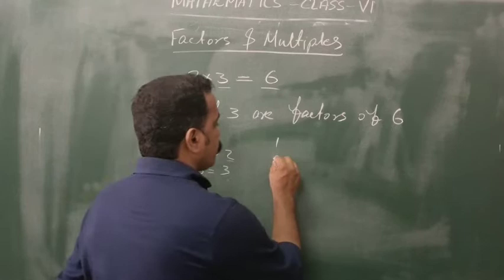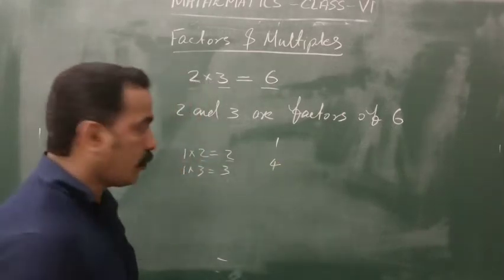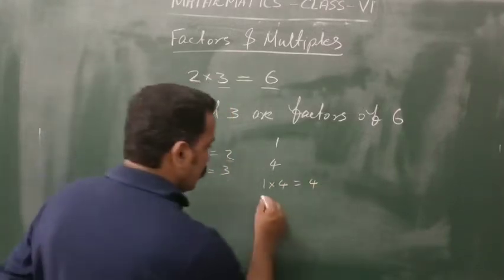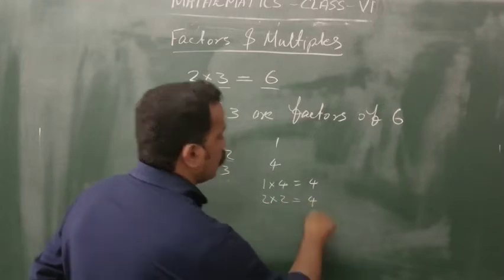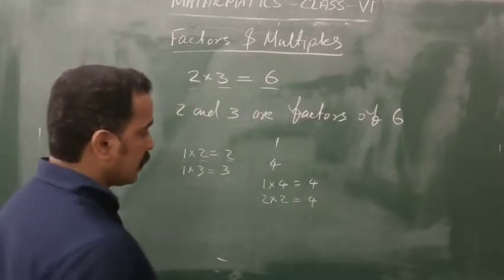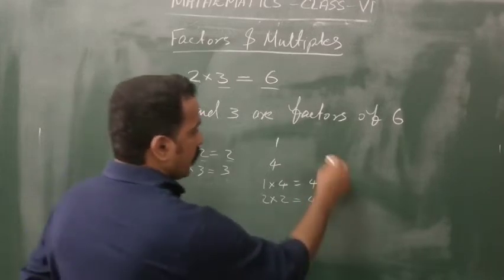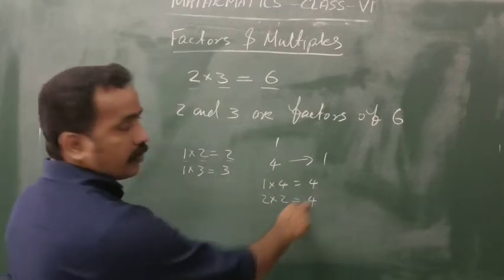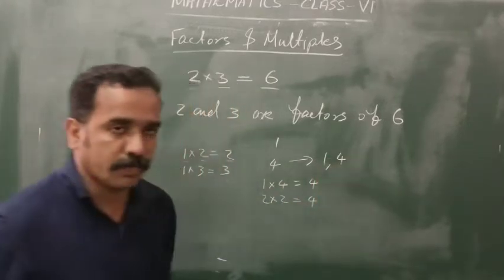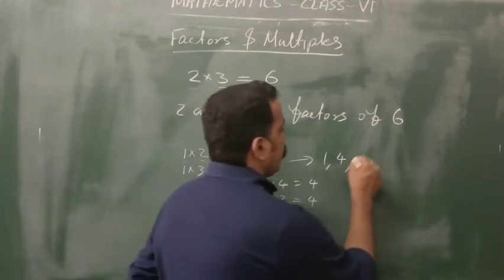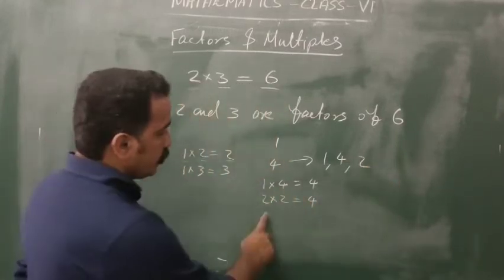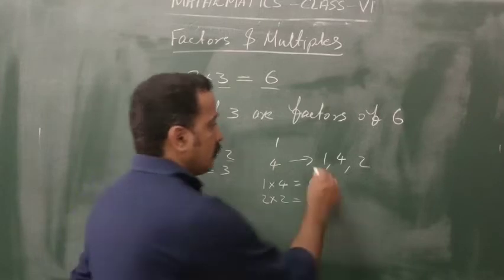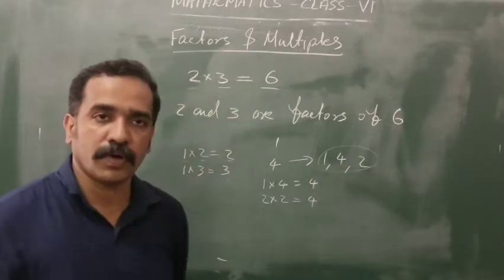But 4, how many factors? We can say that 1 into 4 is equal to 4. Any other factor? Yes. 2 into 2 is equal to 4. So we can write the factors of 4. 1 is a factor of 4 and 4 is a factor of 4. And 2 is also a factor of 4, because 2 into 2 is equal to 4. So how many factors does 4 have? 3 factors. What are the factors of 4?